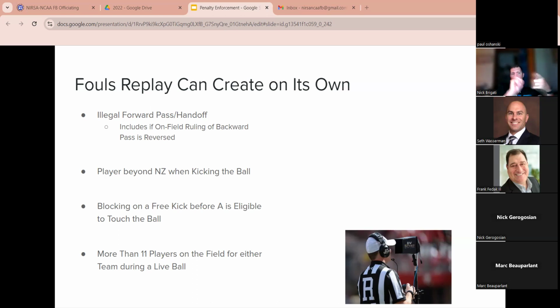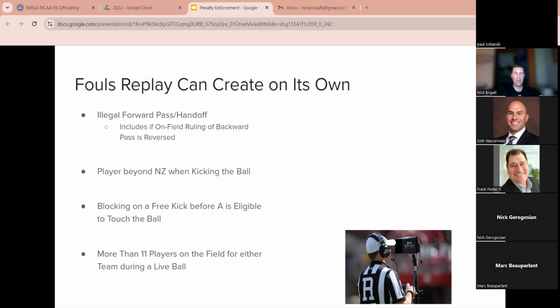Or if we have a foul for a player beyond the neutral zone when kicking the ball, or for blocking on a free kick before A is eligible to touch the ball. I will note in that particular case, if we have a potential for a foul that replay could create, but the receiving team has possessed the ball, replay generally will not stop the game to create that foul, but it could be reviewed and challenged by the receiving team if they wanted that to be tacked on.